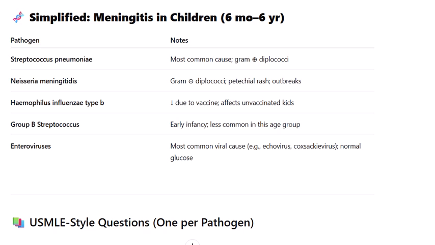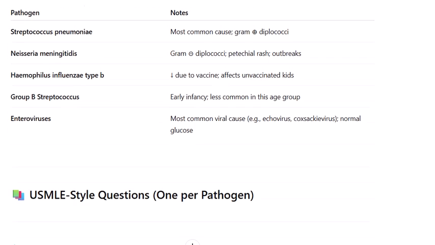Group B streptococcus, early infancy, less common in this age group. Enteroviruses, the most common viral cause, e.g., echovirus, Coxsackie virus, normal glucose. USMLE style questions. 1.